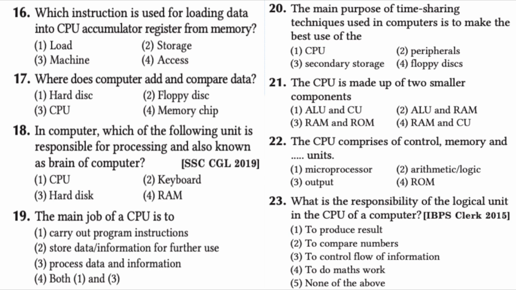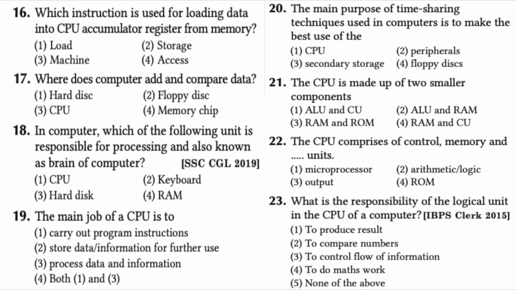Now, let's explore question 19. The main job of a CPU is to. Here the correct answer is 4. Both 1 and 3. The CPU's main job is to carry out program instructions (1) and process data and information (3). It plays a vital role in the overall functioning of a computer.